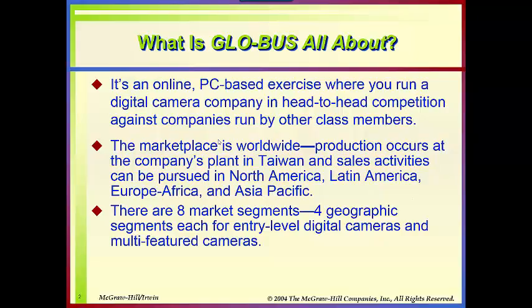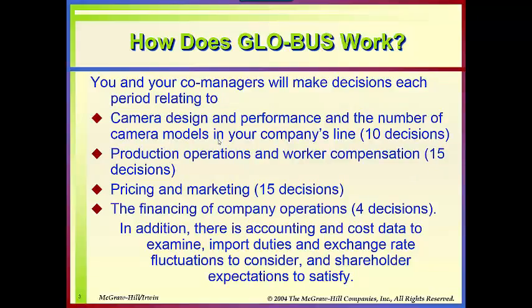So the marketplace is worldwide. Your production actually occurs at the company's plant, which is located in Taiwan. And your sales activities are in 4 broad global markets: North America, Latin America, Europe, Africa, and Asia Pacific. In each of those 4 markets, you've got 2 types of camera, an entry-level camera and a high-end or multi-featured camera. Together, that makes 8 different segments that the game consists of. So how does it work?